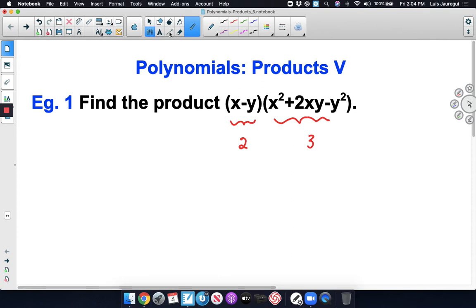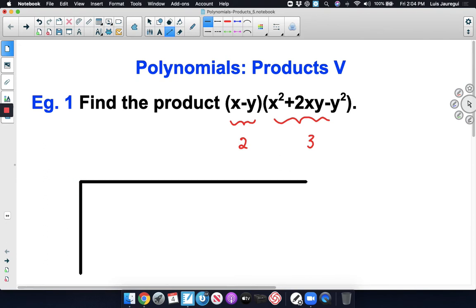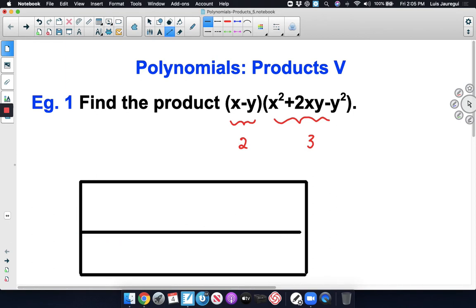So let's go ahead and draw a Punnett rectangle here real quick. In this case, I recommend that we make it a little bit larger because we're dealing with two variables. So I'm going to stretch it a little bit more compared to the previous examples. Notice we're going to have 2 rows and 3 columns. So let's go ahead and do that real quick.